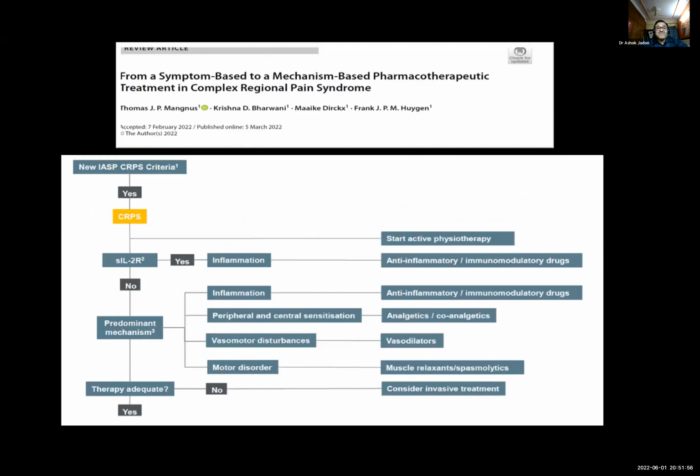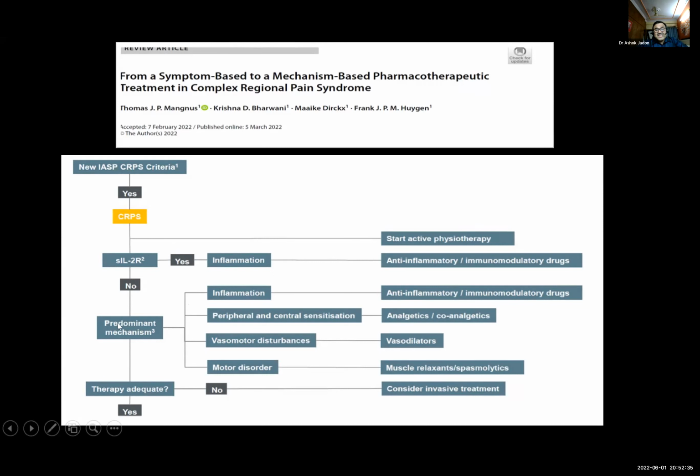What is the change? This is a very recent review, just published last month. It says that you identify the pathogenesis and then start treatment. But it also says you start active physiotherapy in the beginning, whatever the pathogenesis may be. Now it is possible to identify sIL-2R, a biomarker which reflects T cell activity. If you find high levels of sIL-2R, a predominantly inflammatory or immunologic pathogenesis, you start anti-inflammatory and immunomodulatory drugs.